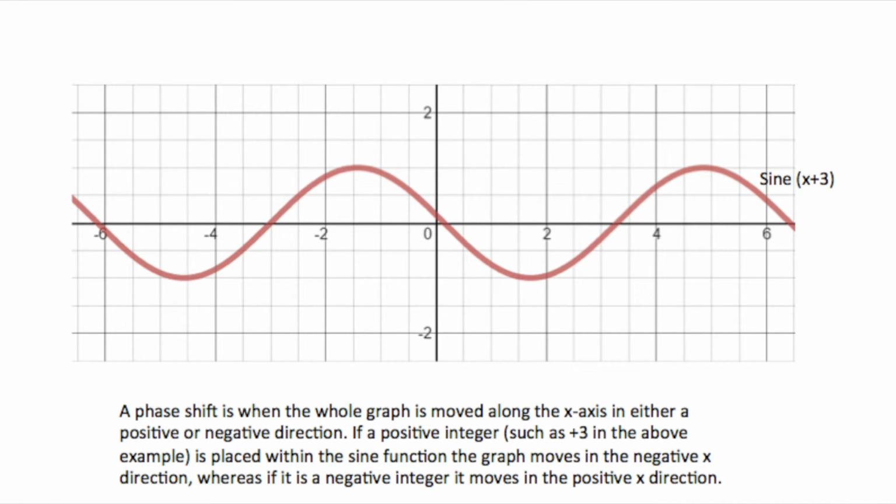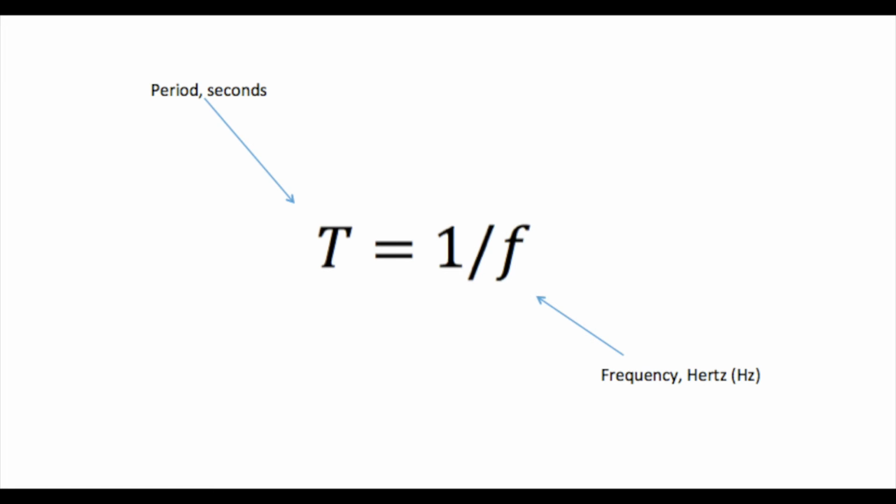Finally, the phase shift is when the whole graph is moved along the x-axis in either a positive or negative direction. Now, a positive phase shift would be the introduction of a negative integer within the sine function, and vice versa. The period is equal to 1 over the frequency. Period is referred to as T and is in seconds. Frequency is in hertz, or oscillations per second.